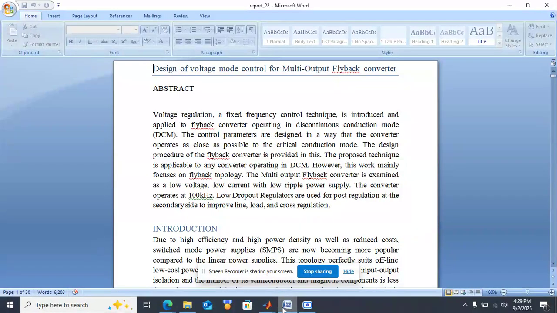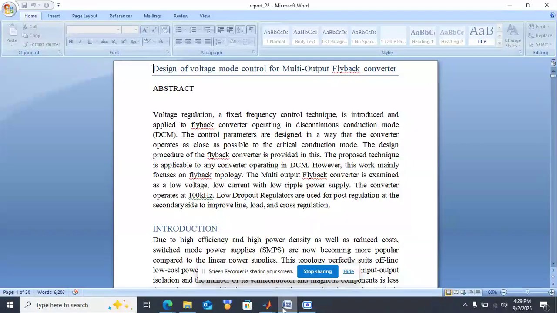This is a multiple output flyback converter with a PV source. In this, we are using a single control loop to control multiple loads. How are we doing that? By using the design of the coupled inductance.